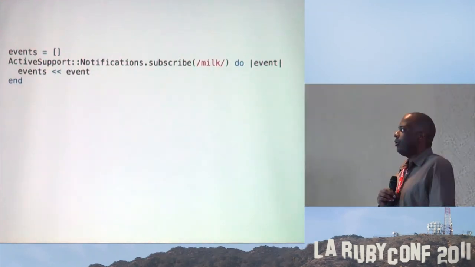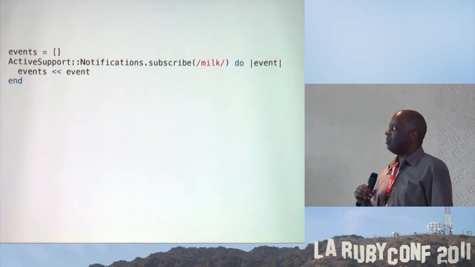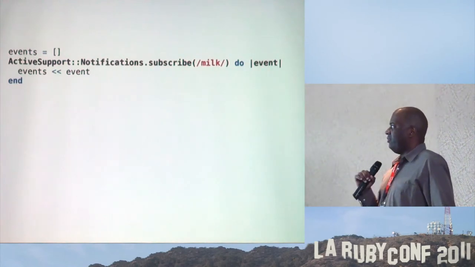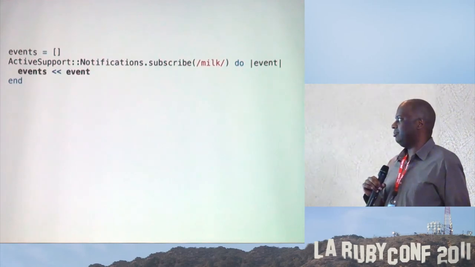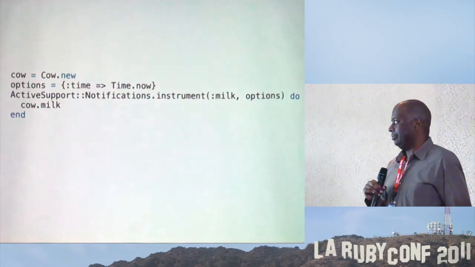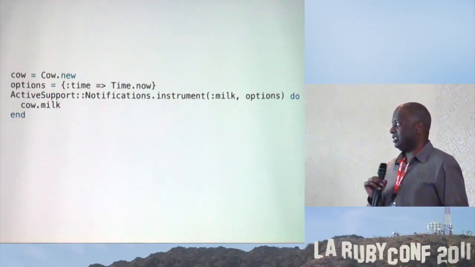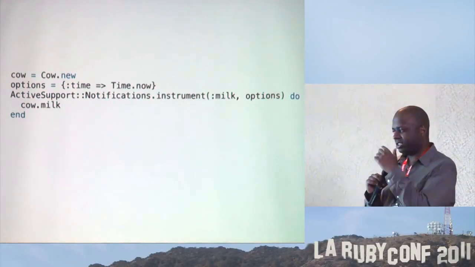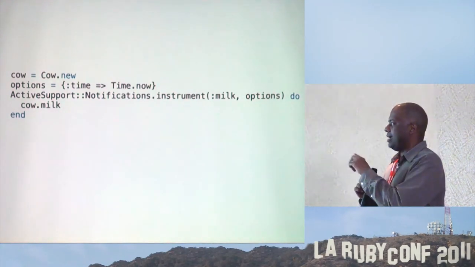So now, we're going to subscribe. What we're telling ActiveSupport to do is subscribe this code inside of this block to an event. Whenever an event called milk comes, we're just going to put this event in an array called events. And we'll do something with it later. So now we listen, now we learn. So now what we're telling it to do is we're gonna create a new cow, and then we're gonna say the options is time, we're milking this cow now, and then we tell ActiveSupport notifications to instrument this piece where we are milking, and we just pass the options along.